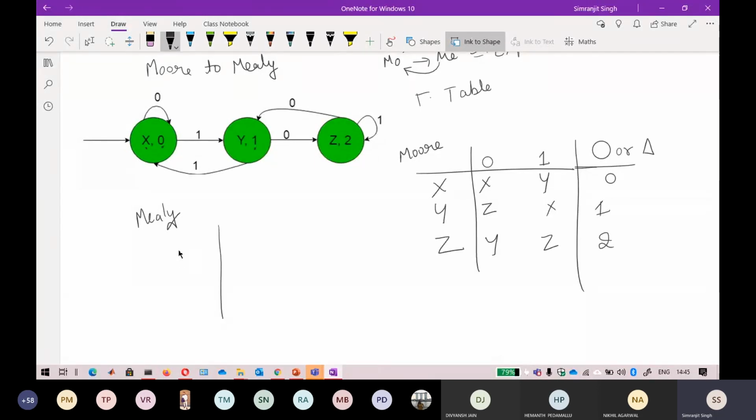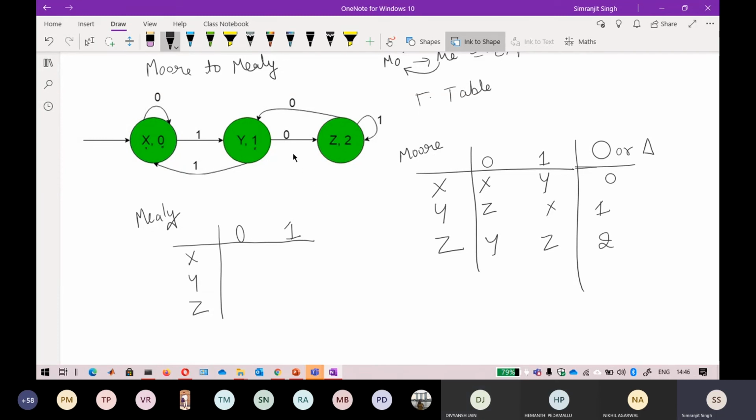Now what you do in Mealy, just the states will be X, Y and Z. Now this is 0 and 1. There is no output that is written separately in Mealy here. So it will be placed alongside the input. Okay, so how can you do this?